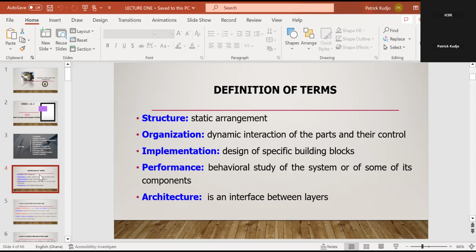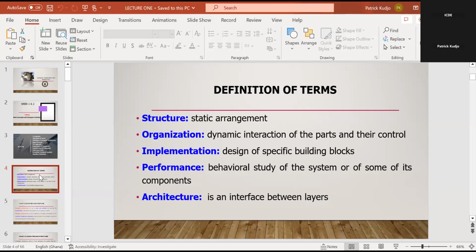Static arrangement of any object or any item. Static arrangement. And when we say static, I'm sure that at this level you all understand what static is. Organization in itself means dynamic interaction of the parts and their control. Implementation, on the other hand, looks at design of specific building blocks. Performance looks at behavioral study of the system and its component. So these are some terms that will frequently occur in our discussion.